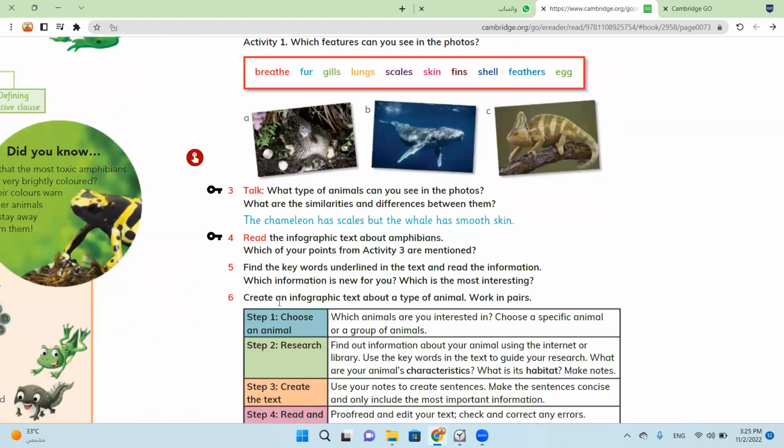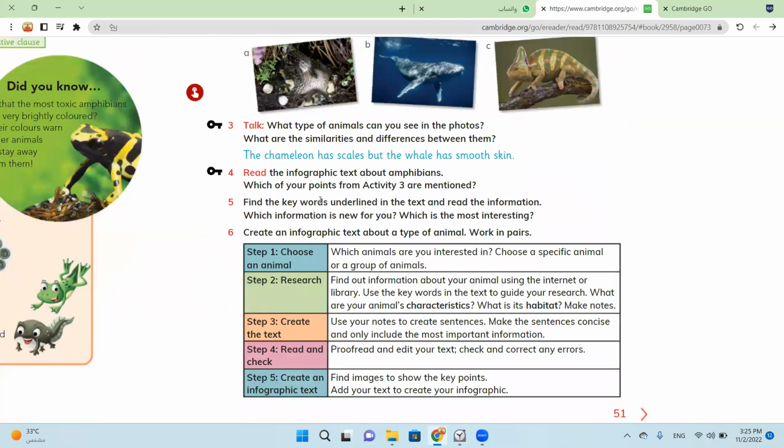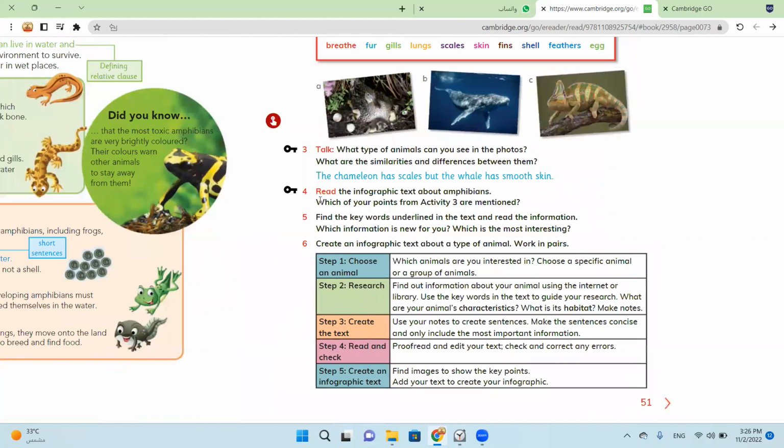Number 4, read the infographic text about amphibians. Which of your points from activity 3 is mentioned?